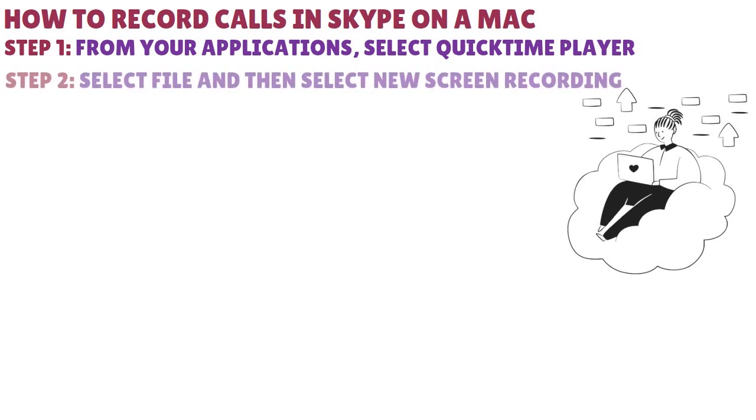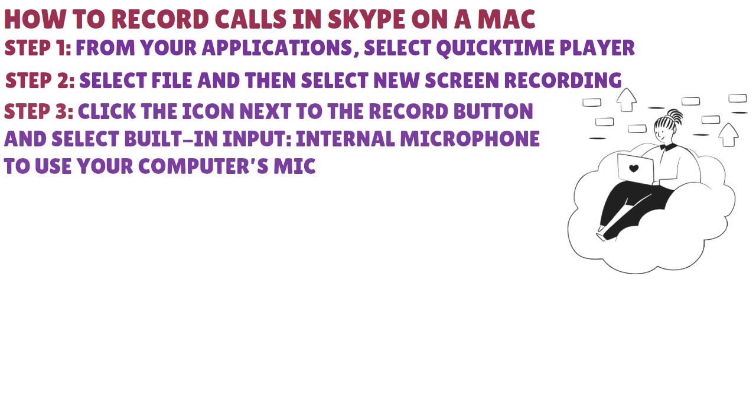Step number 2, you want to select File and then select New Screen Recording. Step number 3, you want to click the icon next to the Record button and select Built-in Input, Internal Microphone to use your computer's mic. Step number 4, you want to click Record.